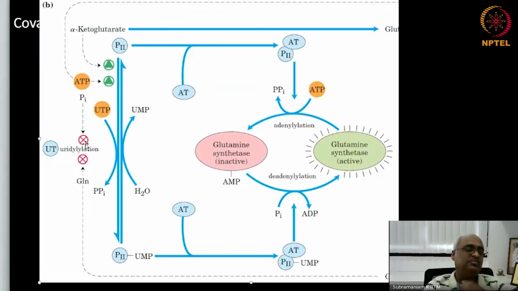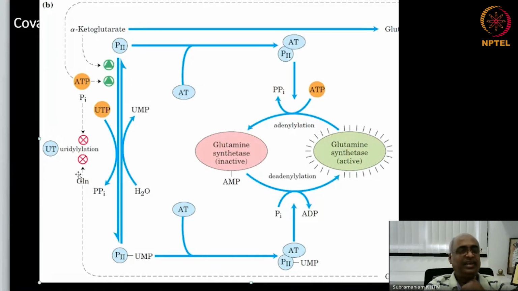That enzyme is subject to allosteric regulation. So if it has a lot of glutamine, that glutamine is going to inhibit it. If it is inhibited, then you are not going to have P2-UMP. Instead, you will only have P2. And P2 is going to inactivate this enzyme, because when you have a lot of glutamine, why do you want to make any more glutamine? Okay, so that is what it does.